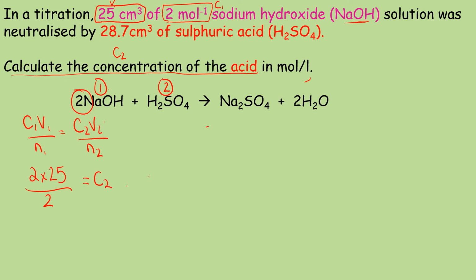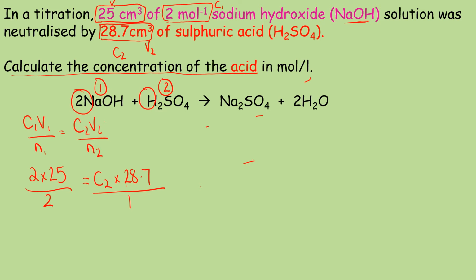Volume. Do I know the volume of the acid? Well, yes, I do. It's 28.7 centimeters cubed. A bit of a random number, but when you do titrations, you very rarely get exactly nice numbers, because it's an experimental technique. You're quite often going to get numbers that are maybe not quite as round as the previous example. So V2 is 28.7. N2 is the number in front of the chemical in the balanced equation. There is no number, so N2 is 1.